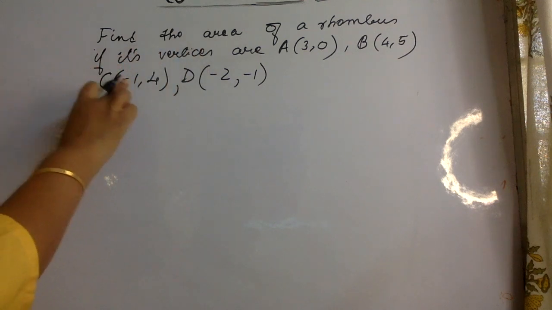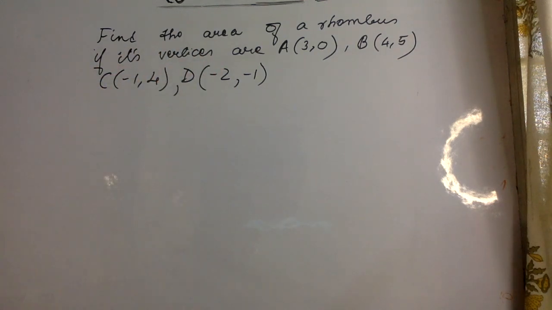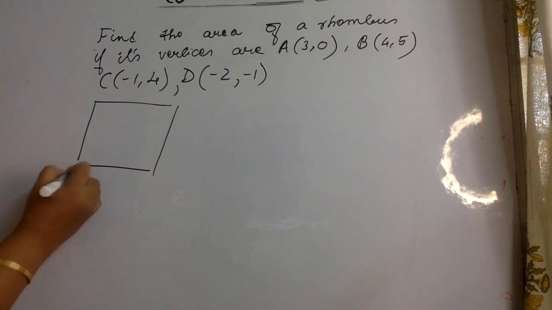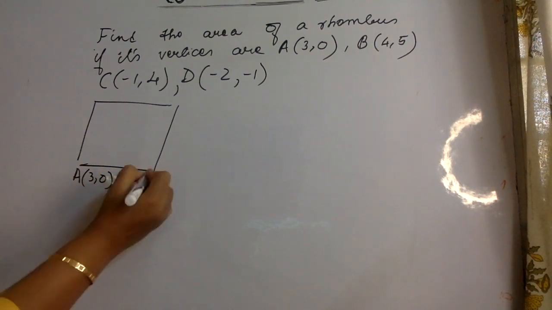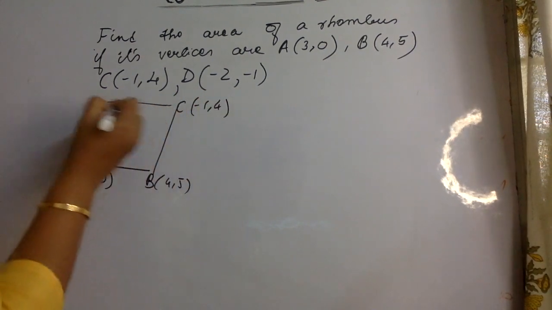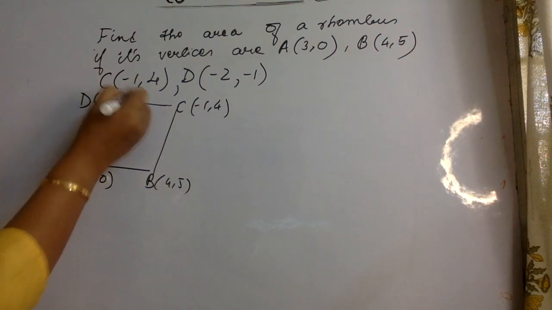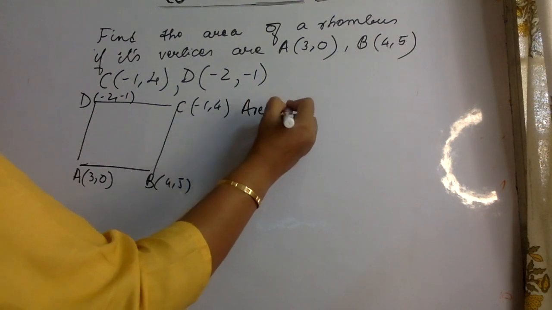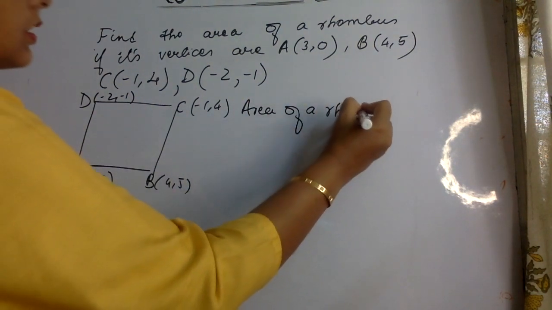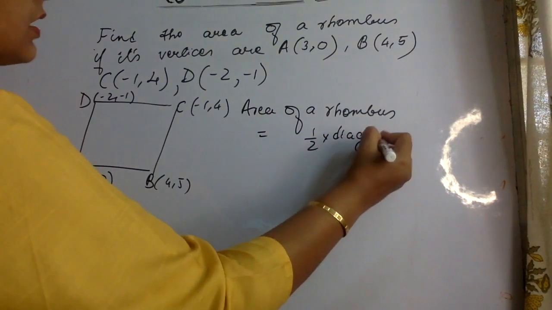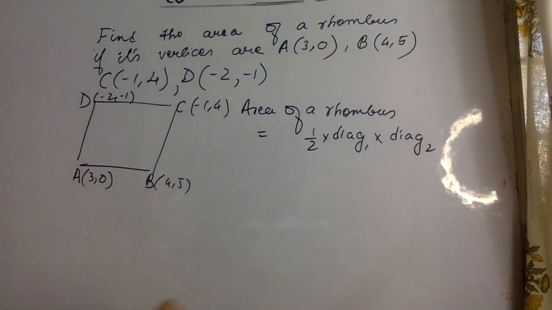Find the area of the rhombus if its vertices are these four points. Now what we have to do here is, we'll have to clearly make a rhombus with these vertices first. So A, which is 3, 0, and B, which is 4, 5, then C, which is -1, 4, and then D, which is -2, -1. Now they want the area of this rhombus. The formula of the area of a rhombus is half into diagonal 1 into diagonal 2, right?